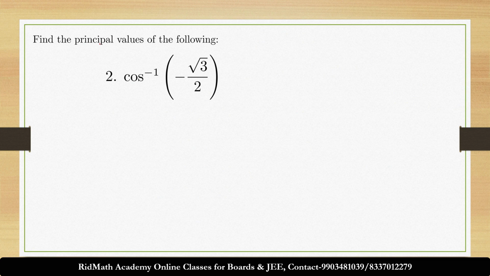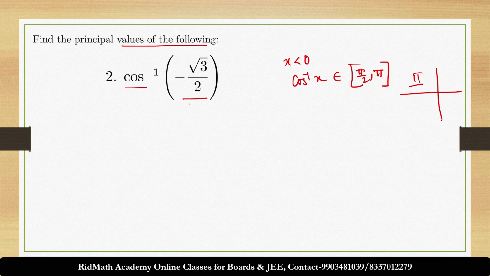Next problem, find the principal values of the following. Cos inverse minus root 3 by 2. We have already seen in the previous slide that if x is less than 0, then cos inverse x lies between pi by 2 to pi, both included. Okay, so we have to find an angle in the second quadrant such that cos theta equal to minus root 3 by 2. Let's take theta equal to cos inverse minus root 3 by 2 and cos theta equal to minus root 3 by 2.